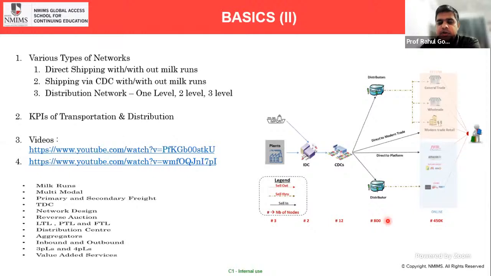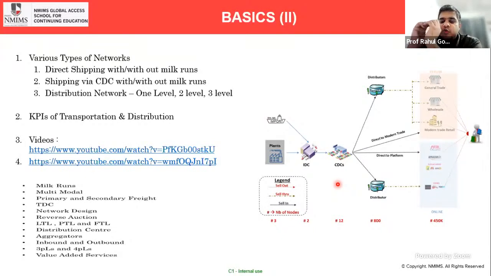So there's a very fine difference between transportation and distribution. Distribution is all about route to market, right? Transportation is all about movement. And when we talk about distribution, distribution says that between your demand center and supply center, how many nodes are there, right? So whether it is a 1-level distribution, 2-level distribution, or 3-level distribution.